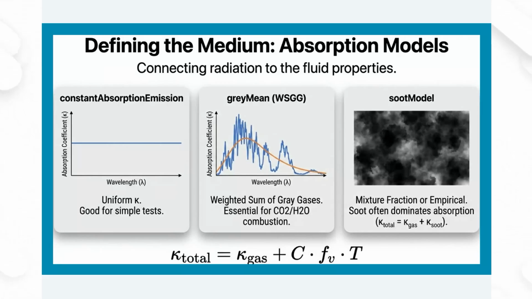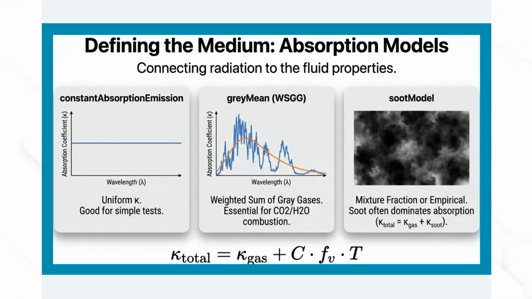Option number 2, this is gray mean. This is the combustion standard, so to speak. This is a weighted sum of gray gases. Real combustion gases like CO2 and H2O are quite picky. They only absorb radiation at specific wavelengths, as you can see on the jagged figure here. So the weighted sum of gray gases model smooths out these jagged lines into a gray average that the solver can handle efficiently.